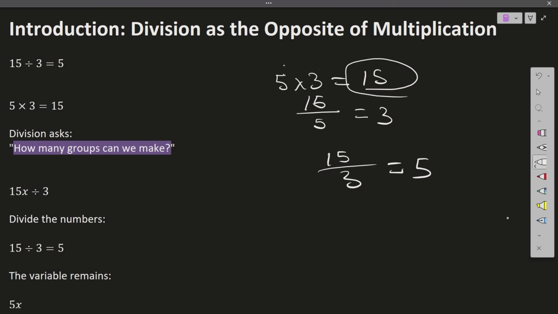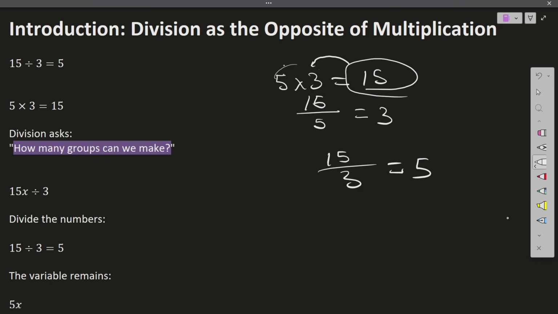So it's basically moving from 15 to get any of the numbers. If I divide by 3, I'm going to get 5. If I divide by 5, I'm going to get 3. So you basically get the idea. It is the opposite of multiplication now.